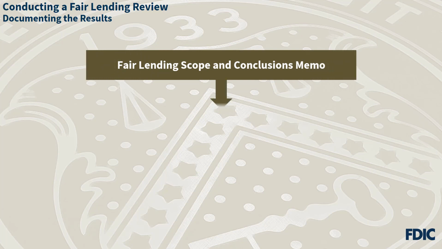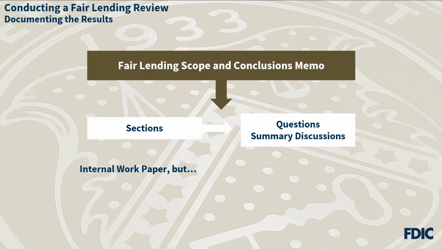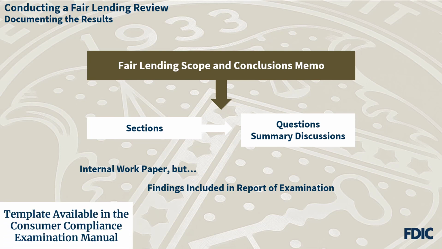To document the scope and conclusions of the Fair Lending Review, FDIC examiners complete the Fair Lending Scope and Conclusions Memorandum, or FLASC. The FLASC is divided into sections and contains a series of questions and summary discussions that examiners complete to document their evaluation of fair lending risk. While the completed FLASC is an internal work paper, this document supports any fair lending related conclusions or findings that are communicated to the bank in the report of examination. The FLASC template is available online in the FDIC's Consumer Compliance Examination Manual for your reference.